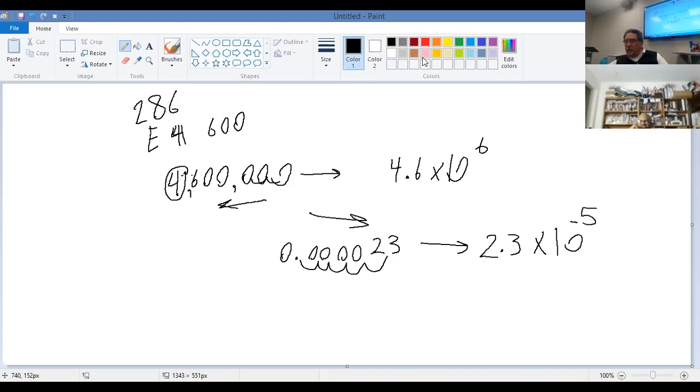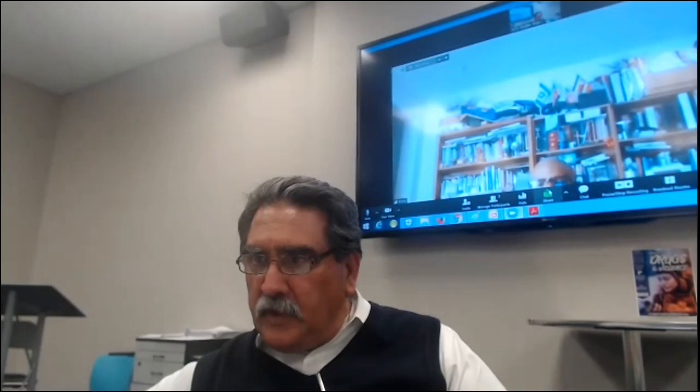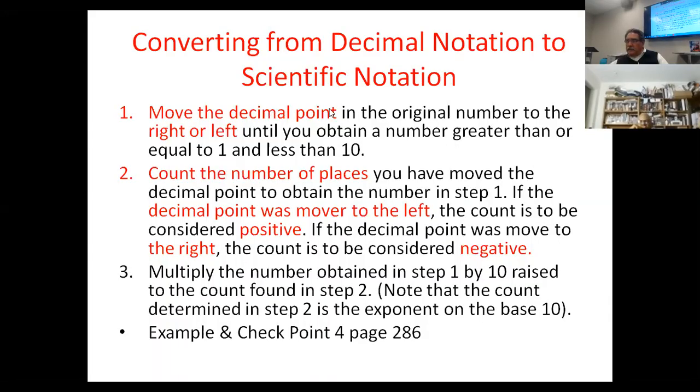This is what we were talking about: move the decimal point in the original number to the right or to the left until you obtain a number greater than or equal to 1. Count the number of places you have moved the decimal point to obtain the number in step 1. If the decimal point was moved to the left, the exponent is positive. If it moved to the right, the exponent is negative. Okay? Let's move on.